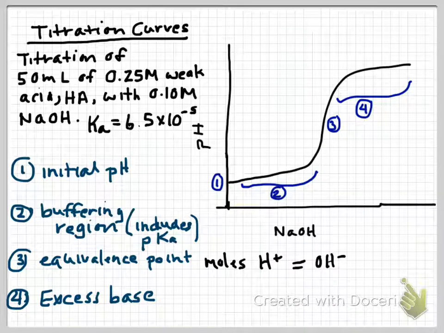So here we have four distinct regions of a pH titration curve. The first is the initial pH. And then after the initial pH we have what we call the buffering region, and we're going to calculate that just as if it was a buffer using the Henderson-Hasselbalch equation, until we reach the equivalence point. At the equivalence point, the moles of acid equals the moles of base.